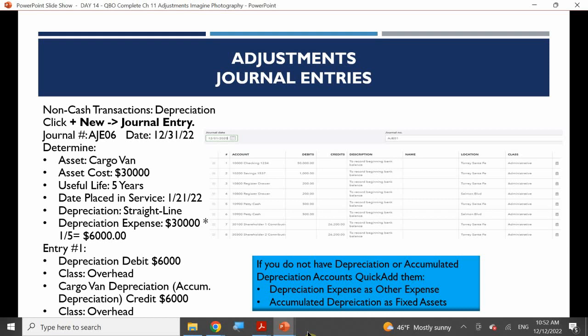But in this case, when we're looking in realistic terms, right? Because we buy the cargo van, right? We're going to be using it. So how do we represent that we use it? And that would be through depreciation, which is considered a non-cash transaction. Because you've already spent the money to purchase the van, right? You're not going to actually spend money to depreciate or to represent that you use it.